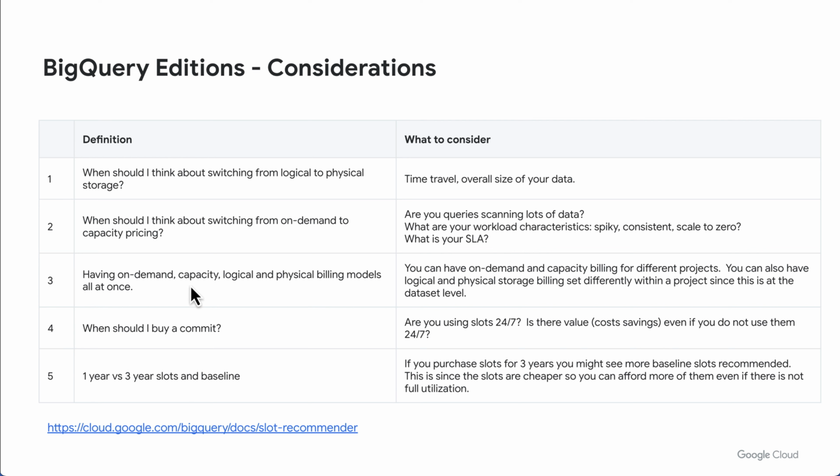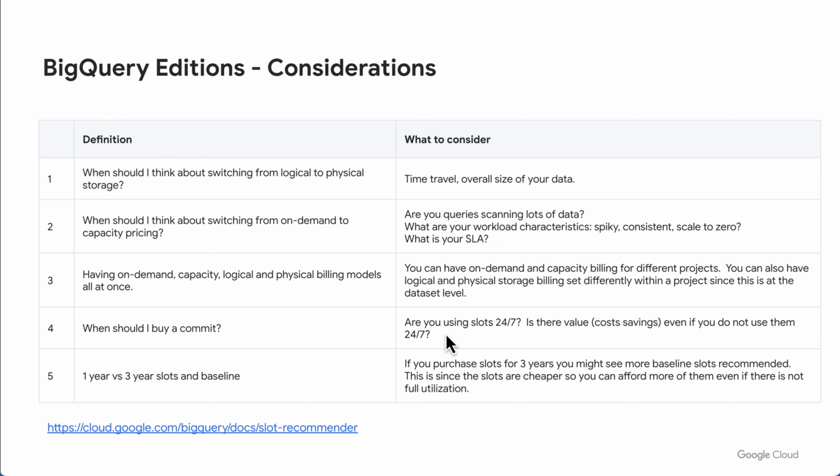You can have on-demand, capacity reservations, and logical and physical billing models all at once. So you don't have to make this decision for every single project inside your organization. You can have on-demand and capacity at the different project levels. You can also have logical and physical billing set differently within a project, since this is at the data set level. So there's nothing to prevent you from mixing and matching to make sure you optimize your setup.